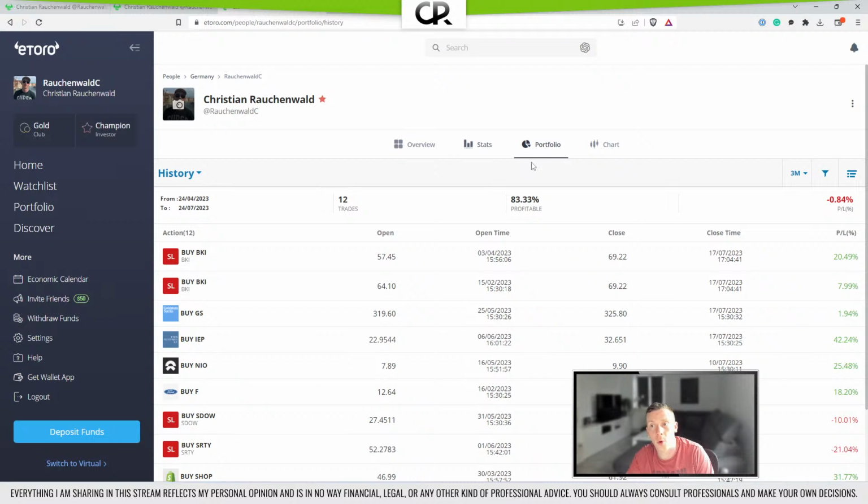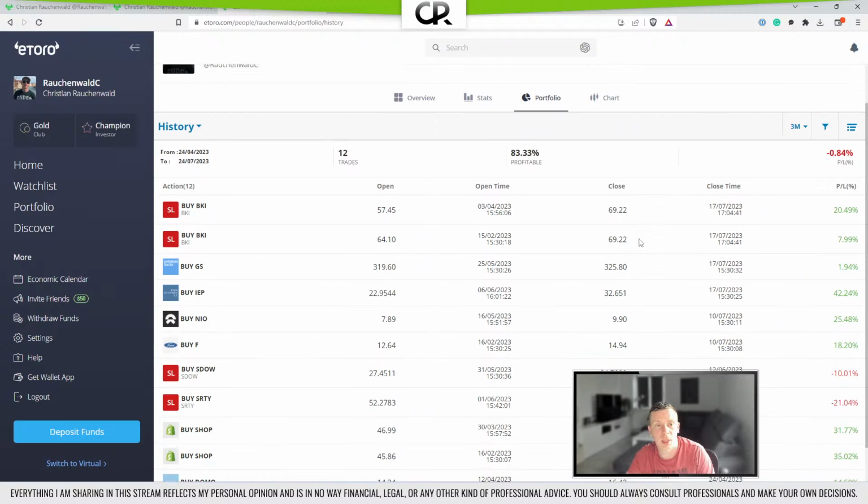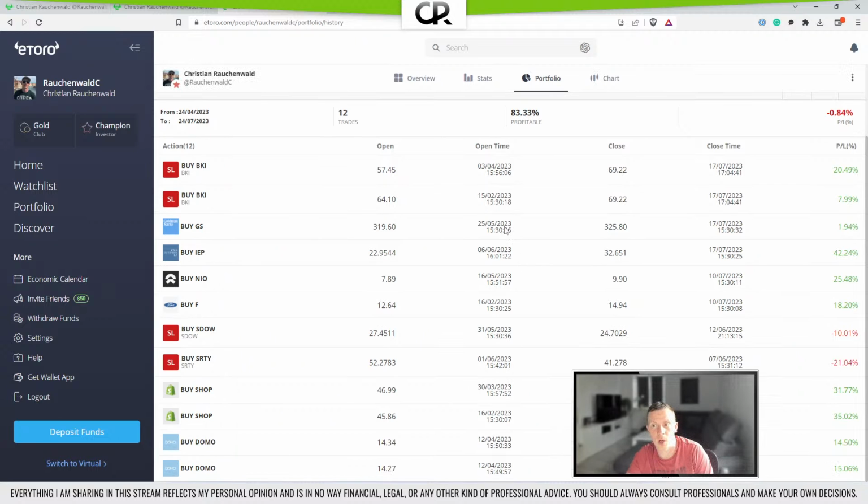But we also had a bunch more, and if we look at the last 3 months, we can see that we, for example, had Black Knight Inc. with 2 positions over roughly 5 months, 8% profit and 20% profit. Goldman Sachs only 2% profit because we decided to get out of that while we're still in green. Icon Enterprises 42% profit in basically a month or 1.5 months. NEO, what do we have here? That was less than 2 months, 25% profit. Ford, 18% profit.